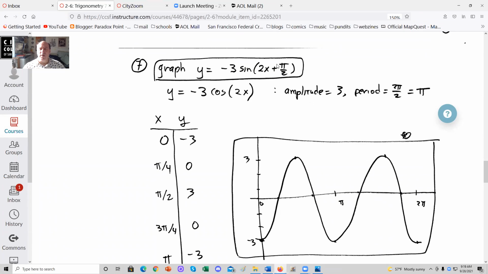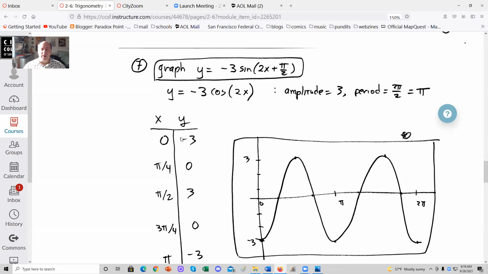Here we have y equals -3 sine of 2x plus pi over 2. Here I'll use that pi over 2 trick. Sine of something plus pi over 2 is cosine of the something. So we can get rid of that phase shift a little bit. And what do we have? Amplitude is the absolute value of -3, which is 3. Period is 2 pi over 2, which is pi.